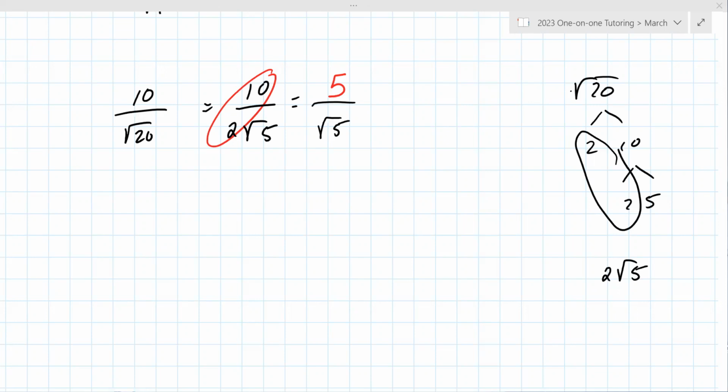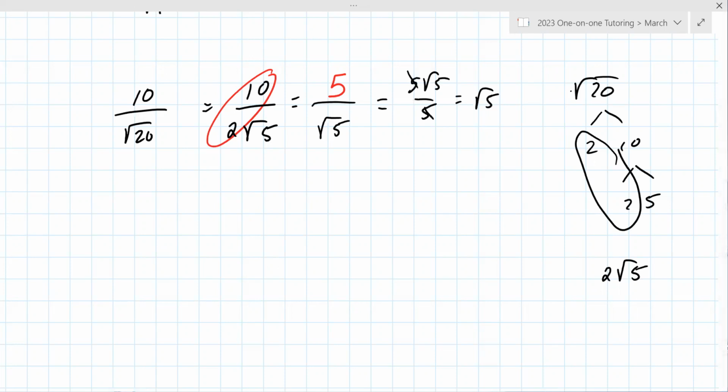So it becomes 5 square root of 5 over 5, and the two fives can go together, so would that just be 1 square root of 5? You got it. Nice. Okay. Really good. Really good.